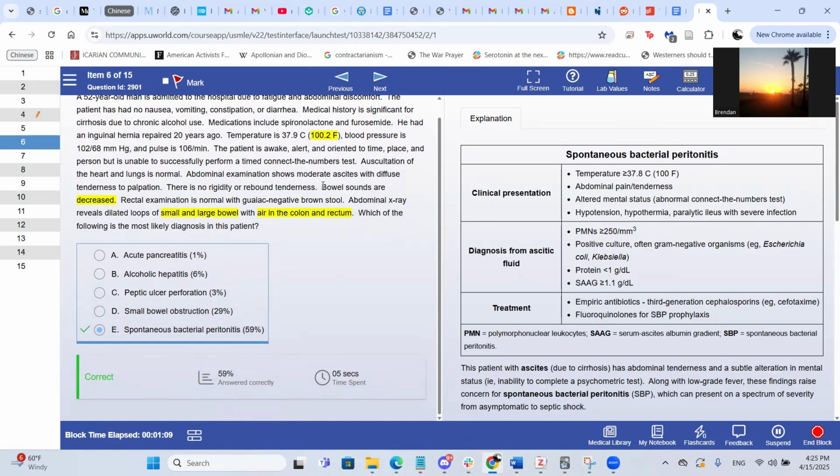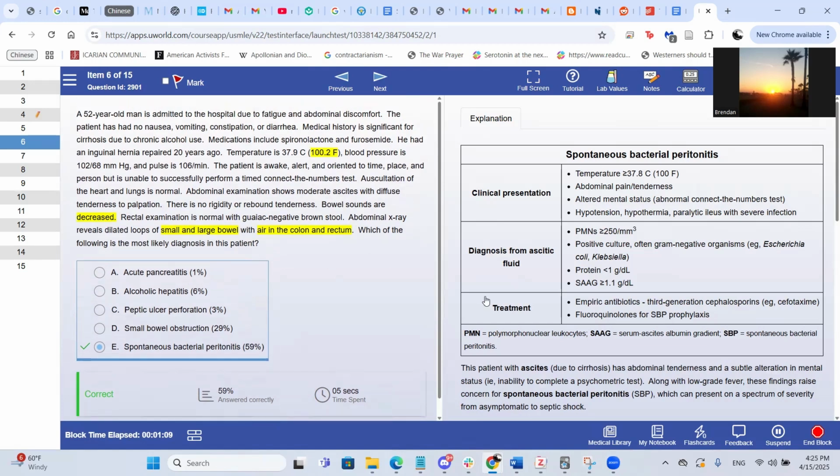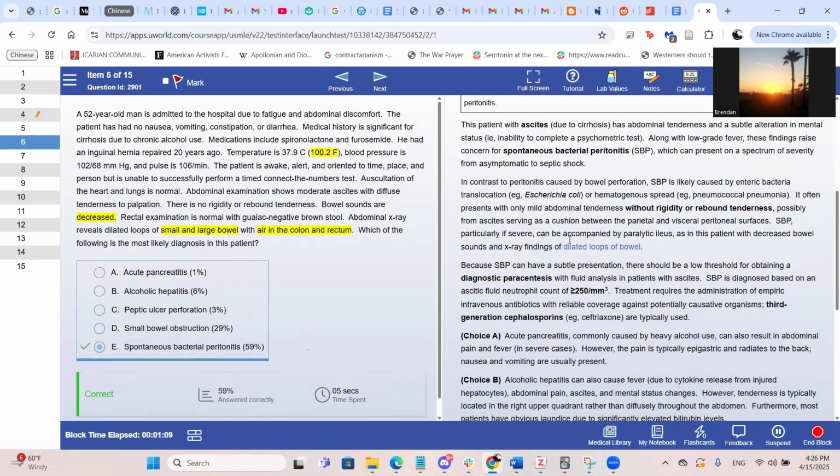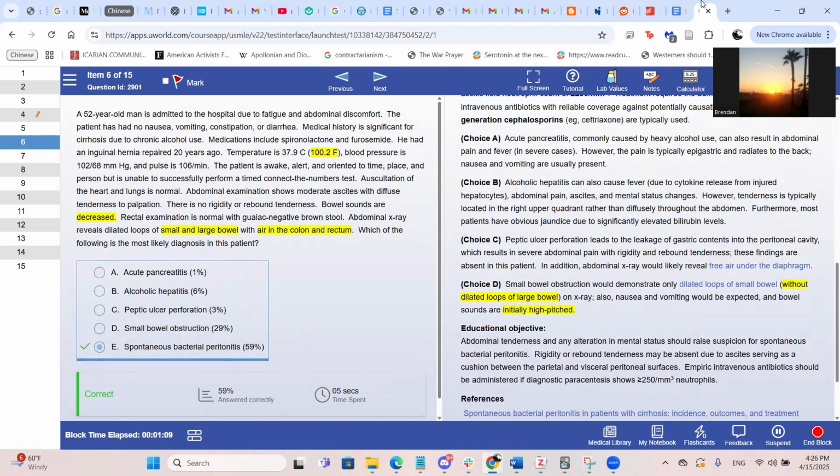And also in SBO, bowel sounds are generally increased and high pitched, particularly in the early stages. They might decrease later on, but this patient, I believe, is pretty acute. I think his symptoms started recently. I don't think they gave us an exact time frame, but yeah. That's all I want to say for this question.